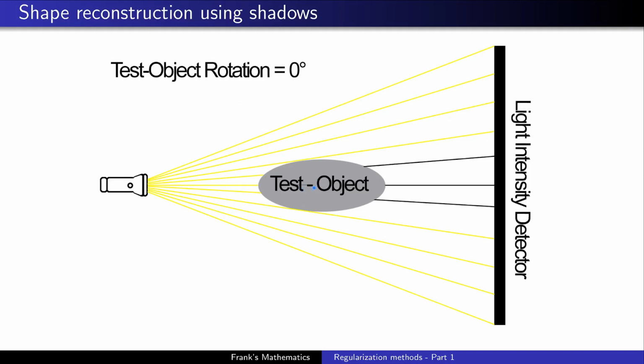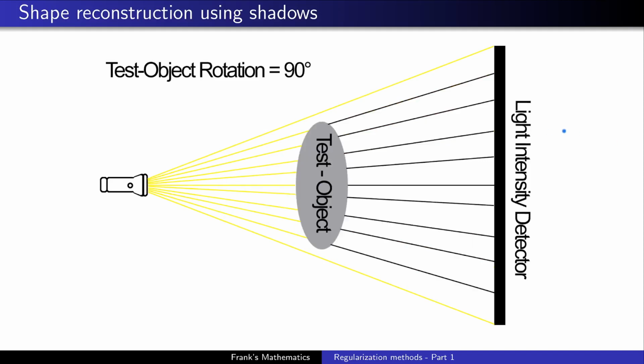Assume that our test object is fixed here in the middle, and now we are trying to rotate it. Let's rotate our object, for instance, by 90 degrees. There you go. Now most parts of the light emitted are blocked by our test object, so a major part of our light intensity detector will measure 0.